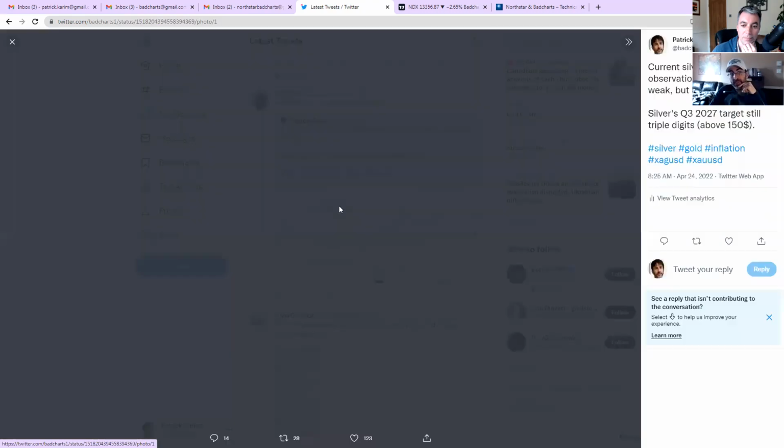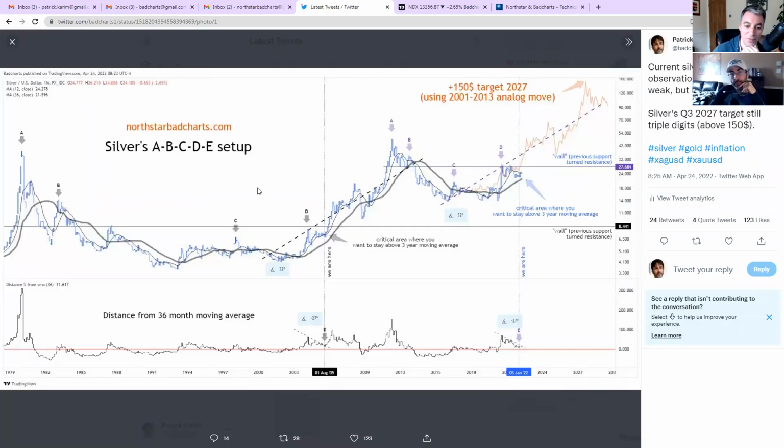Here is another setup. I looked at this chart for quite a while. I do like this one, Pat. Look, it's A, B, C, D, E. I was looking for E for quite a while. I was like, A, B, C, D, A, B, C, D. Where's the E? And then I saw it.